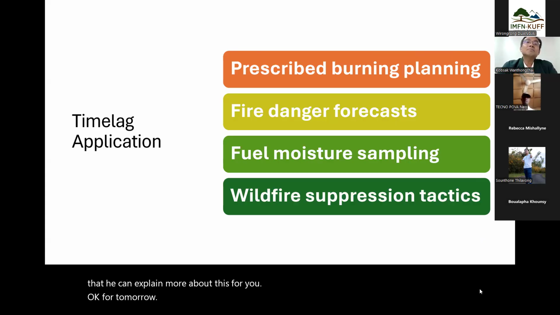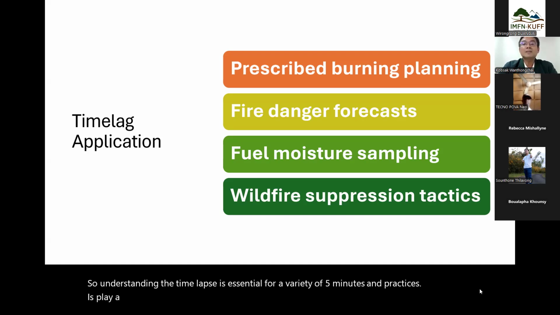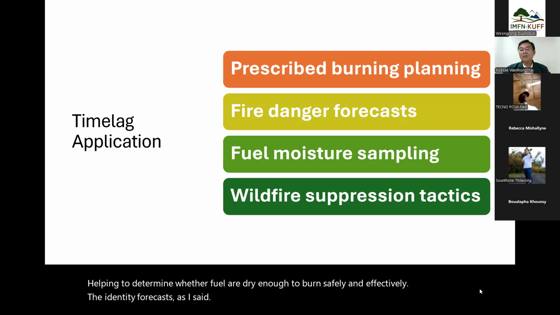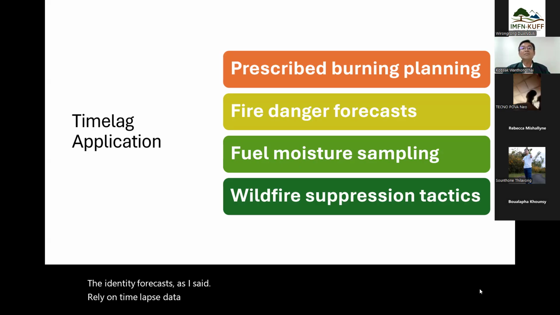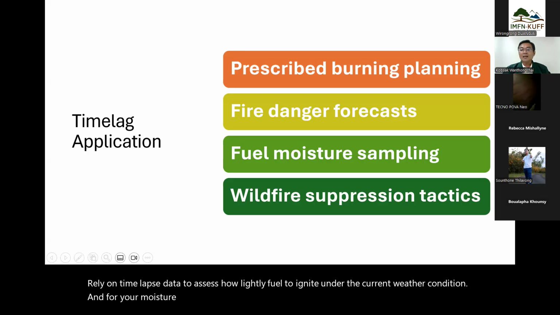The time lag application. Understanding the time lag is essential for a variety of fire management practices. It plays a key role in prescribed burning planning, helping to determine whether fuels are dry enough to burn safely and effectively. Fire danger forecasts, as I said, rely on time lag data to assess how likely fuels are to ignite under the current weather conditions. Fuel moisture sampling often targets different time lag classes to get a comprehensive picture of fire risk across a fuel type.